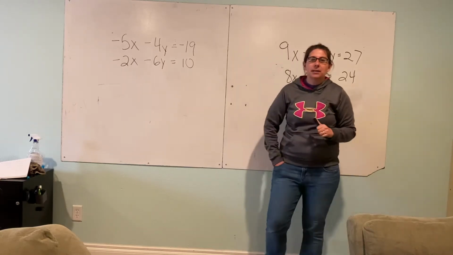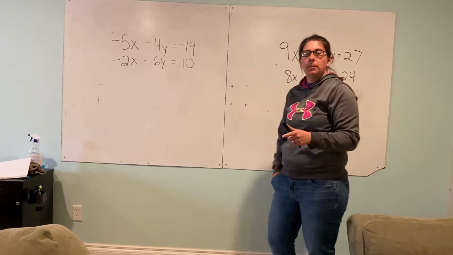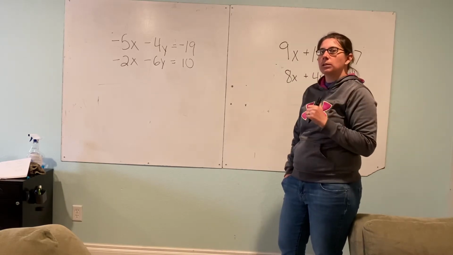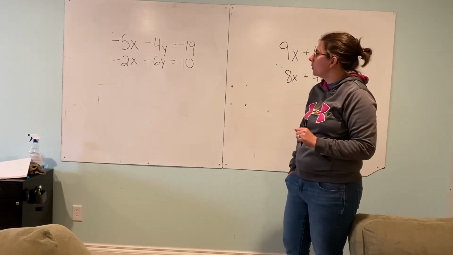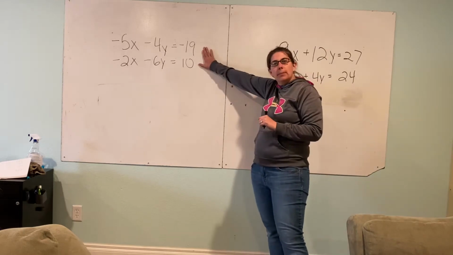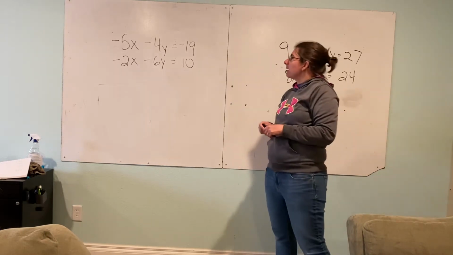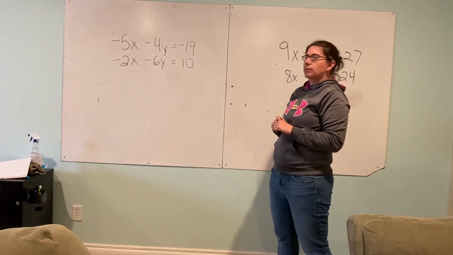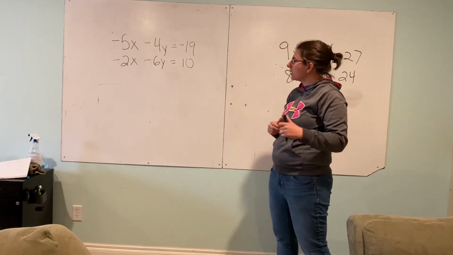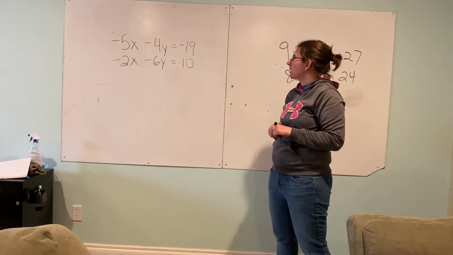Right, we are working on elimination, solving equations with elimination. This is level 2, so these are going to be ones that are not set up all the way for you. So if we look at our examples, our first equation is negative 5x minus 4y equals negative 19. Second equation is negative 2x minus 6y equals 10.